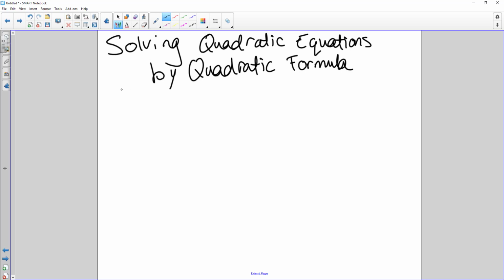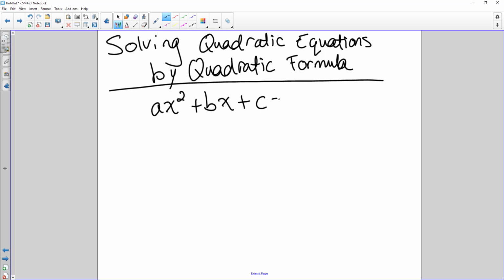So if we have a quadratic equation, which is ax squared plus bx plus c equals 0, and I cannot factor it, and I cannot use the square root property, then what I would use is the quadratic formula. The quadratic formula calculates my two answers using the standard form, ax squared plus bx plus c equals 0. It's going to use the coefficients a, b, and c.